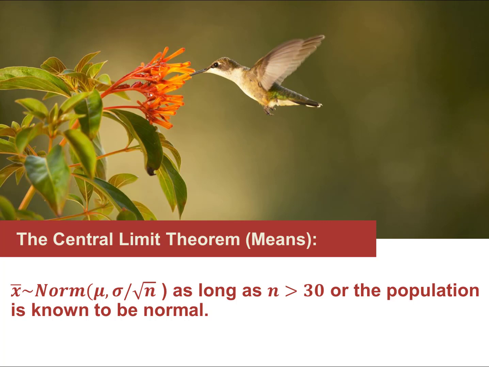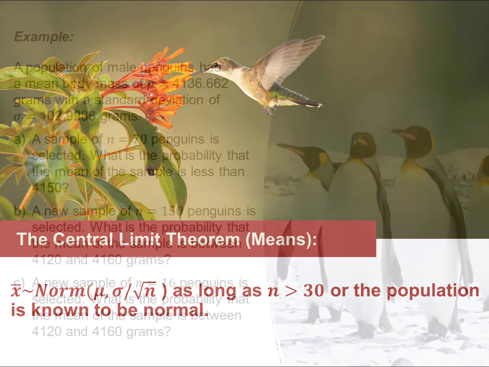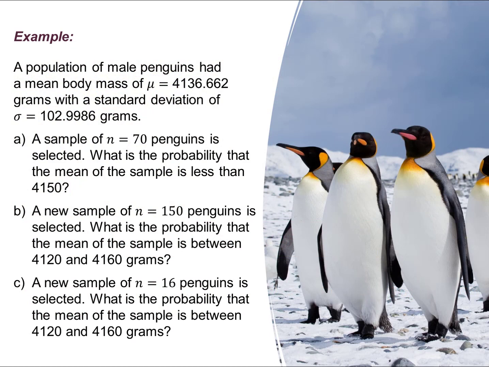Note that this now gives us the ability to compute probabilities involving X bar. Let's just jump into an example. A population of male penguins had a mean body mass of mu equals 4,136.662 grams, with a standard deviation of sigma equals 102.9986 grams. A sample of n equals 70 penguins is selected. What is the probability that the mean of the sample is less than 4,150 grams?